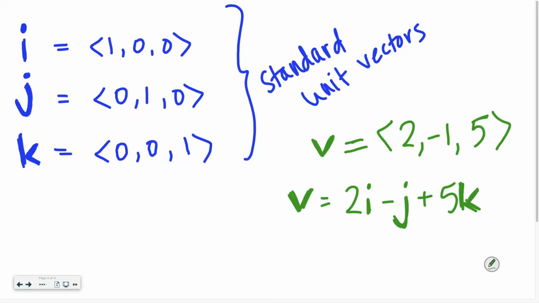I know we worked with them, what, in December? Is that when we did vectors? Some time ago. Yeah, I think it was December.